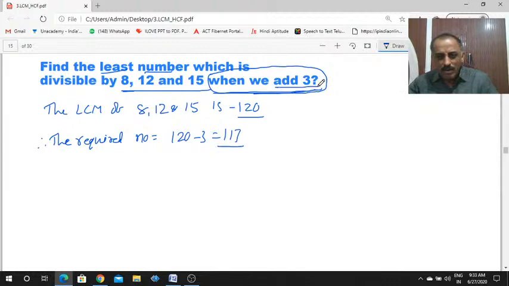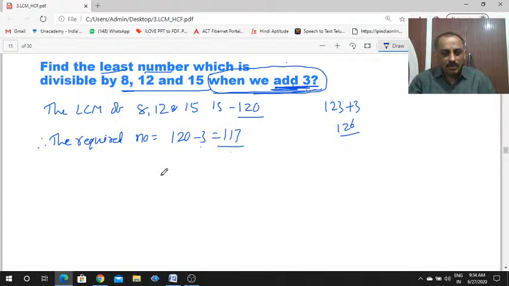So if the word add is there, your answer is LCM minus the given number. If the word subtract is there, it is LCM plus. It is not 123, Shreya. If add is there, subtract. For example, let your answer be 123. If you add 3 to 123, it becomes 126. 126 is not divisible by 8, and not divisible by 12 or 15 either. So if add is there, LCM minus 3 is the answer.